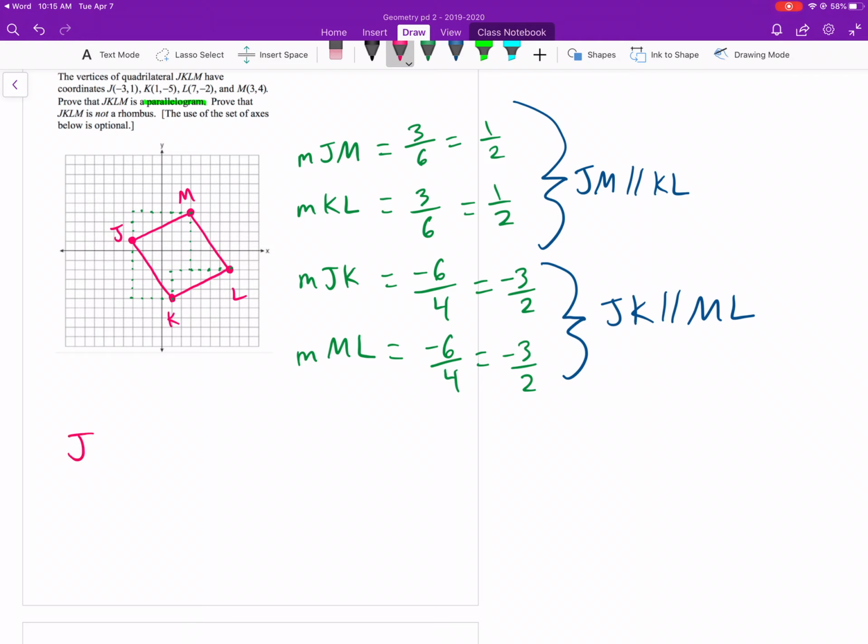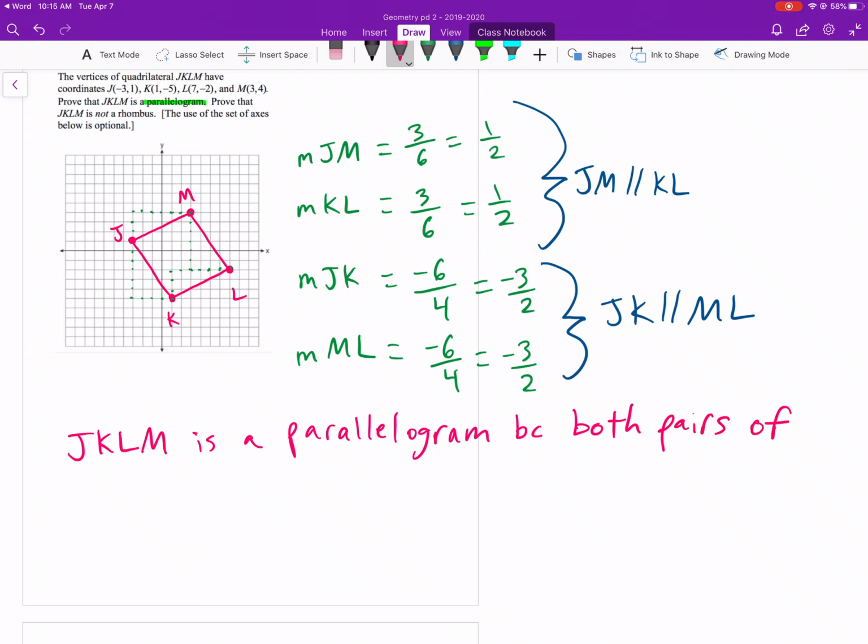So JKLM is a parallelogram because both pairs of opposite sides are parallel because they have the same slope.